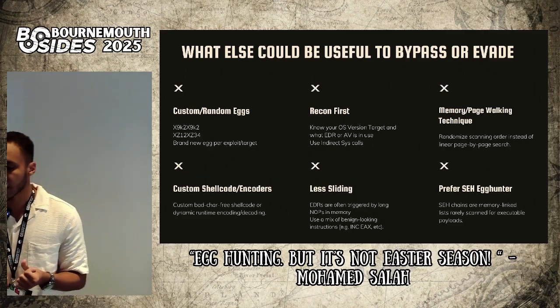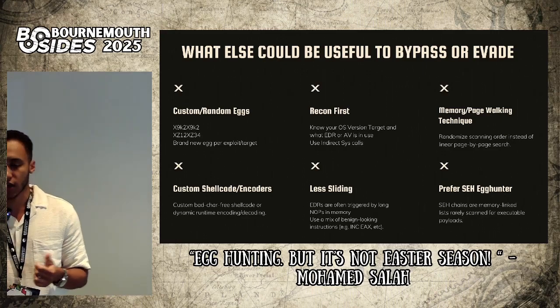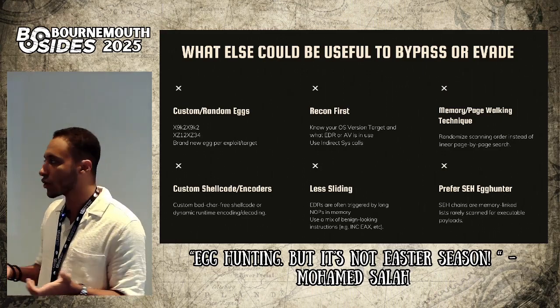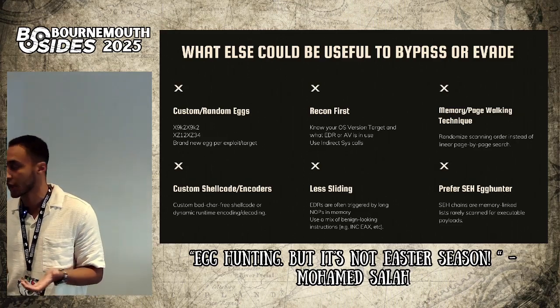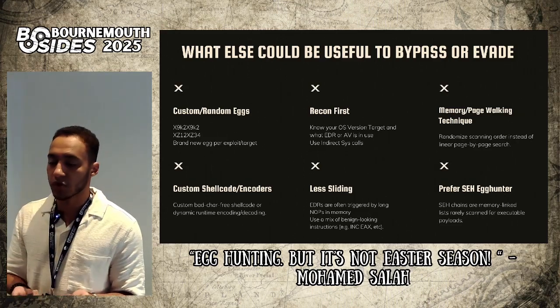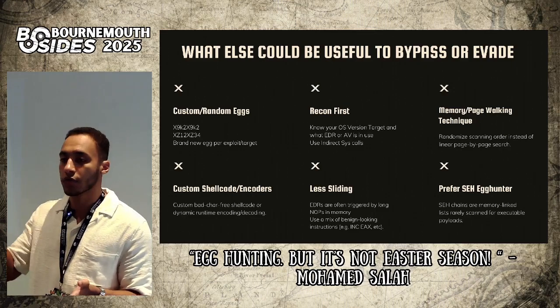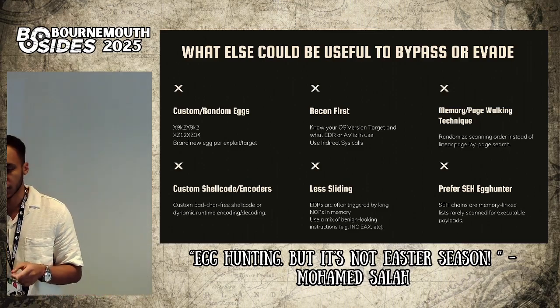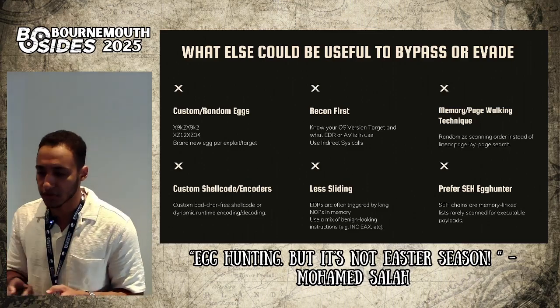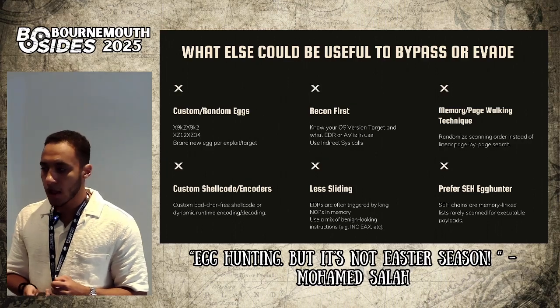And instead of using slides, you can just use a mix of benign-looking instructions like increment EAX, for example, or increment ECX, which is 43, the C character. It would be like increment ECX when it gets into your shellcode.